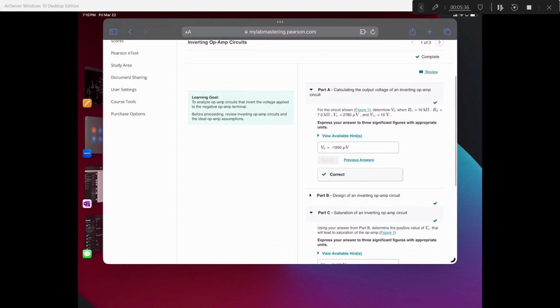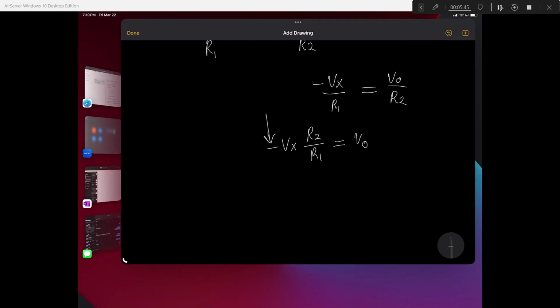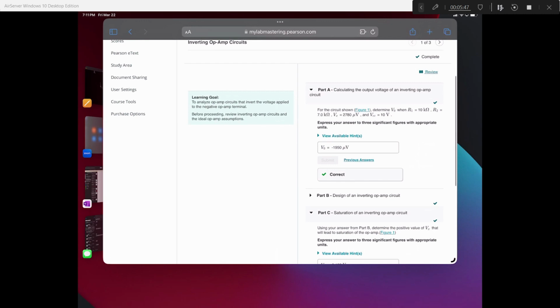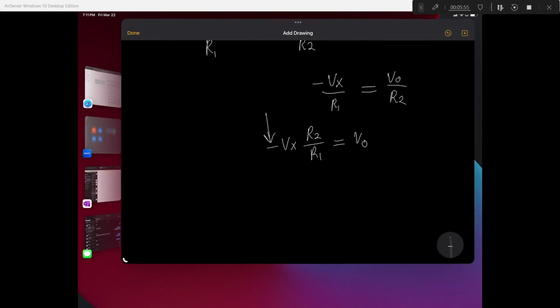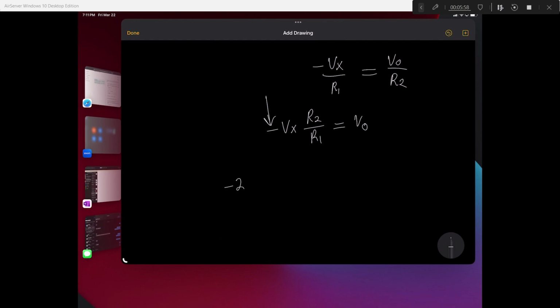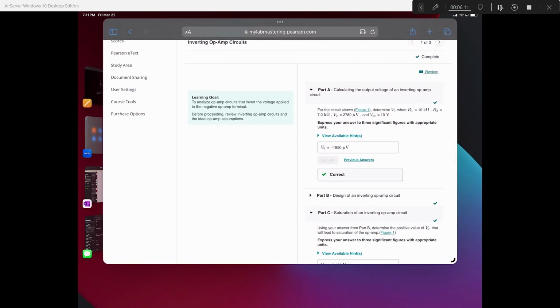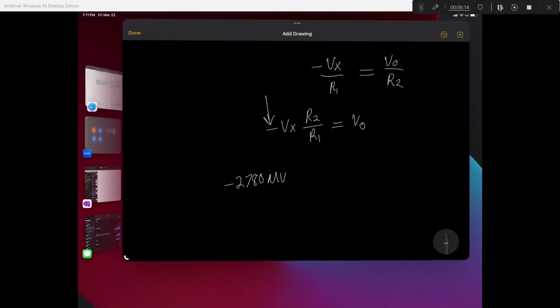That is what VCC is doing. It's limiting it. So let's plug in what we have into the equation we have made down here. So Vx is equal to negative 2,780 microvolts. It's 10 to the negative 6. And R2 over R1 is going to be 7,000 over 10,000.